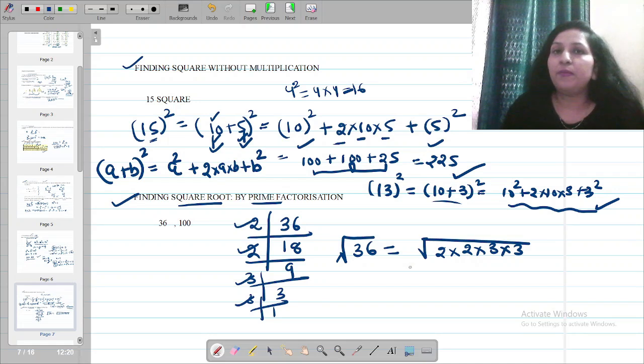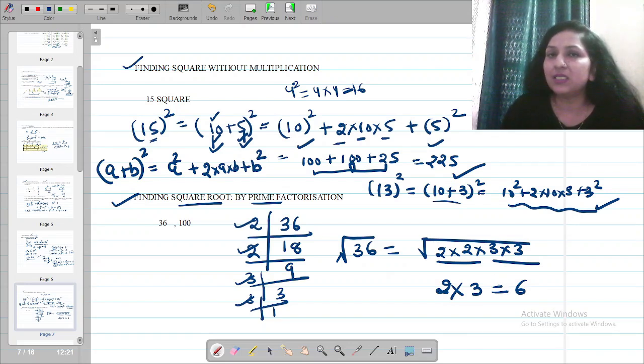Inside the root, make the pairs of similar numbers. 2 and 2 similar, 1 pair. 3 and 3 similar, 1 pair. Out of these similar numbers, one number will come out and the rest everything will vanish. In दोनों 2 में से 1 2 out, of these 3, 1 3 out. Take the product and your answer is 6. Yes, under root of 36 is 6. इसका मतलब 6 square is 36. It is 36 only. Okay.